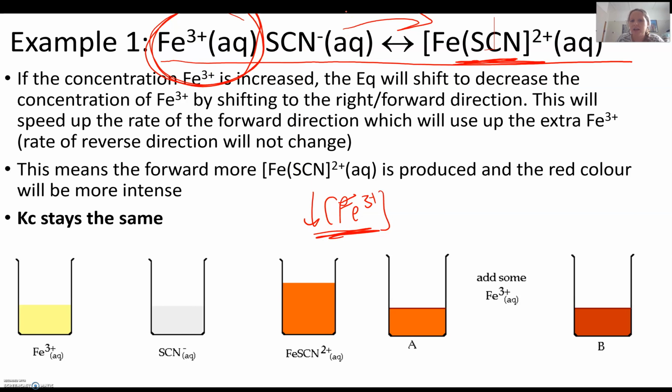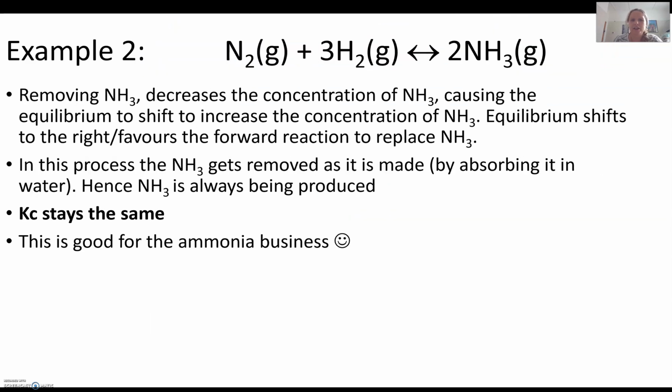And so that's what we're going to say next. We're going to say that equilibrium will shift to decrease the Fe3+. It'll do this by favoring the forward reaction, or shift to the right. And that will mean that we end up with more of this being produced because we're shifting to the right, which will mean that the color will be more red. Hopefully that makes sense. Let's look at a different example.